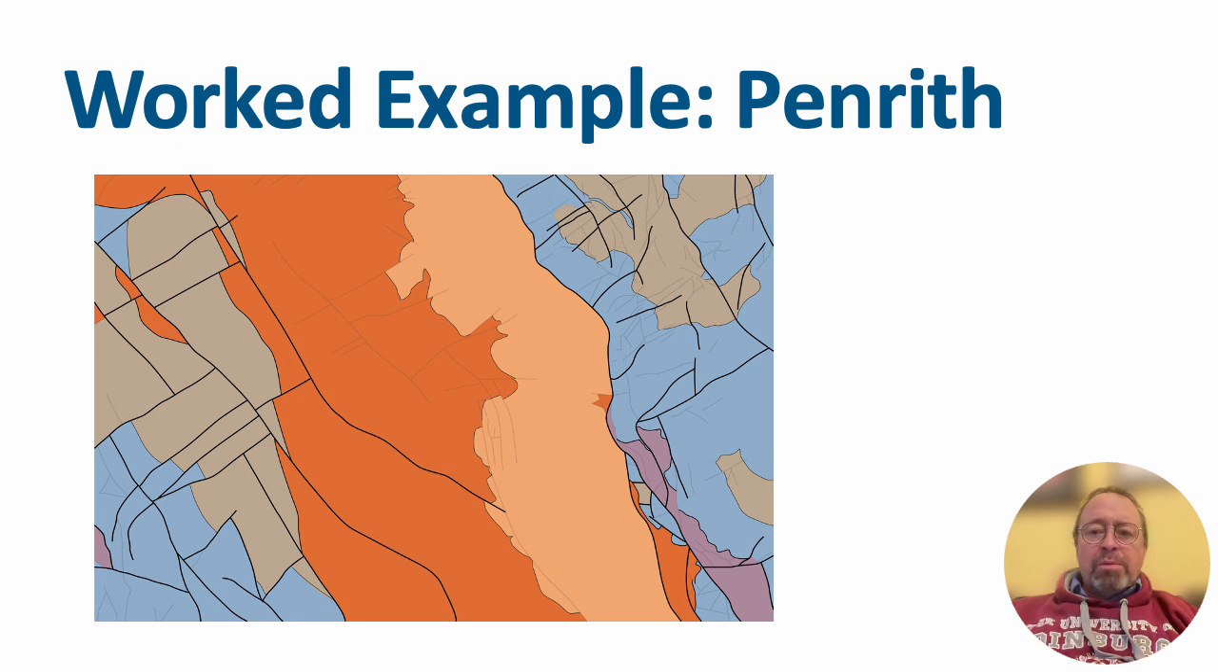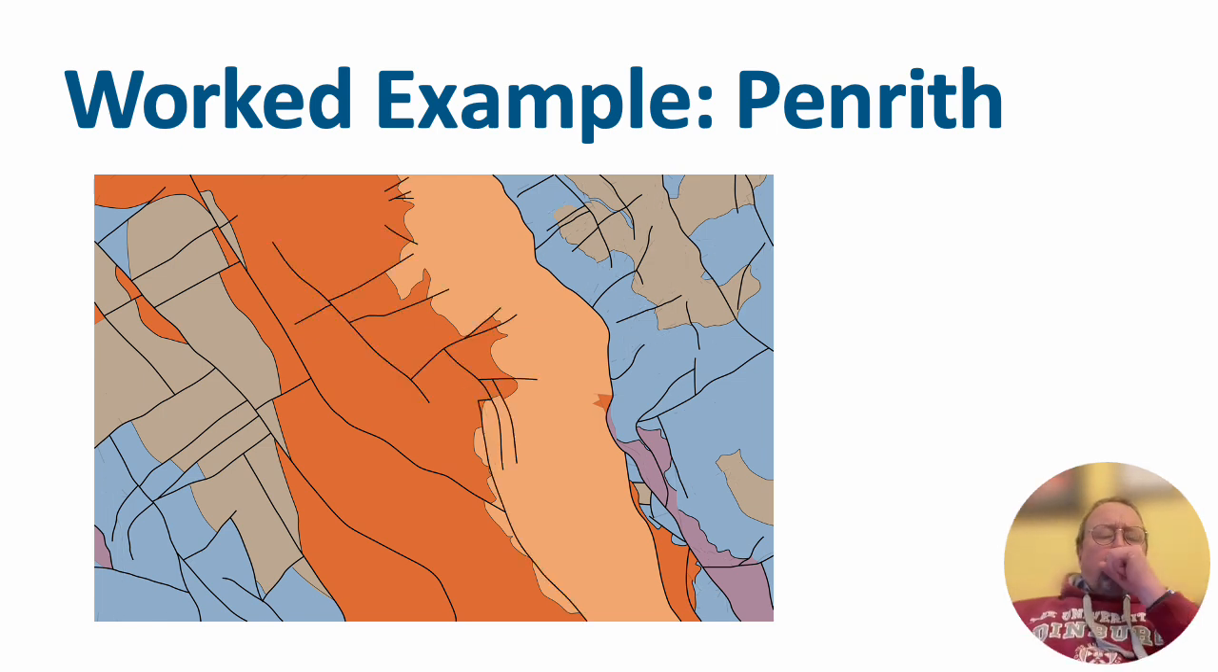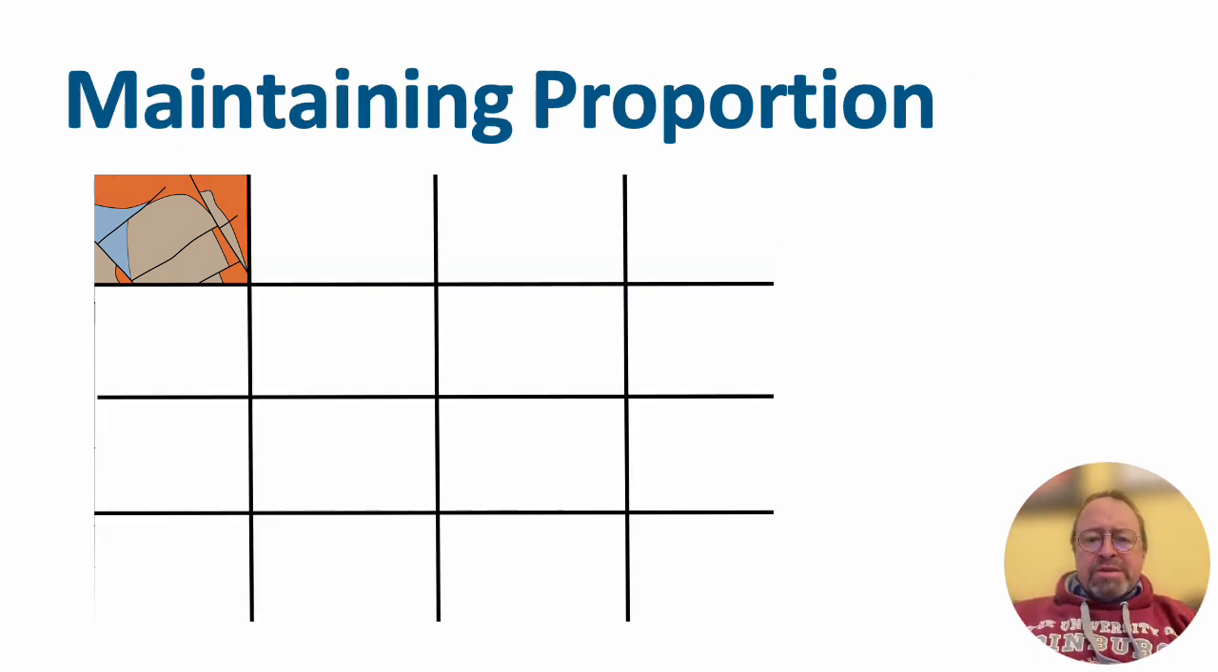So the best way to go about simplifying a map is to break it up into quadrants. Essentially we have to try and maintain the proportions. If you just hand draw a simplified map without using a grid, you're going to probably end up with something that looks pretty awful and unrealistic.